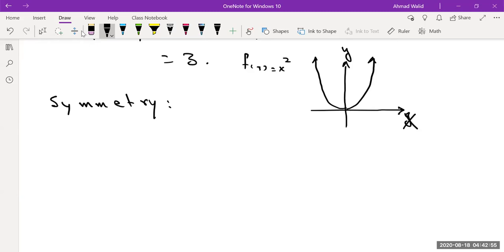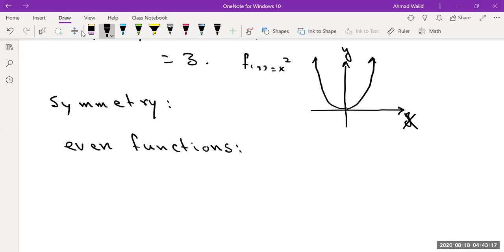Now, based on this symmetry, we have two types of functions. First, even functions. We call them even functions.